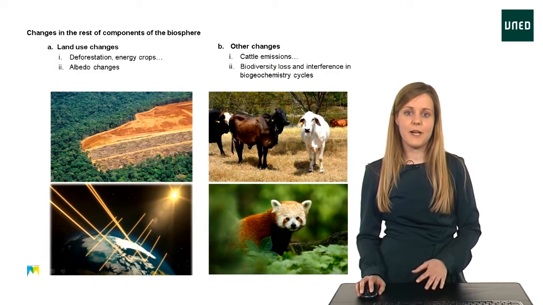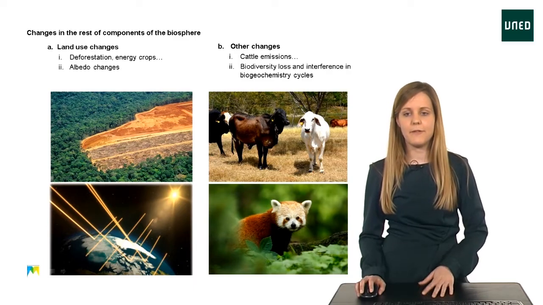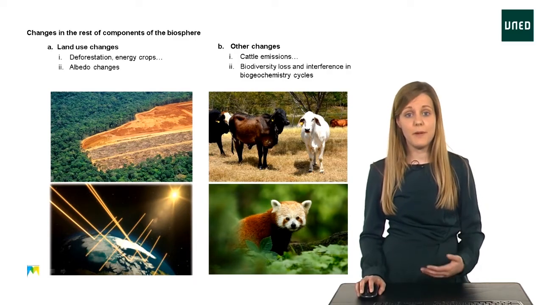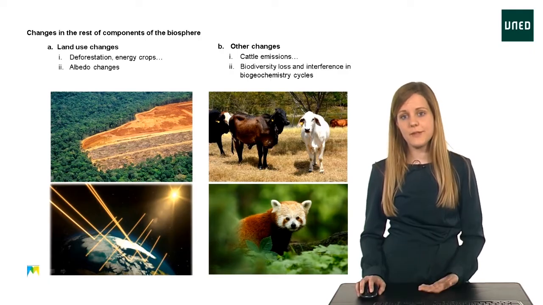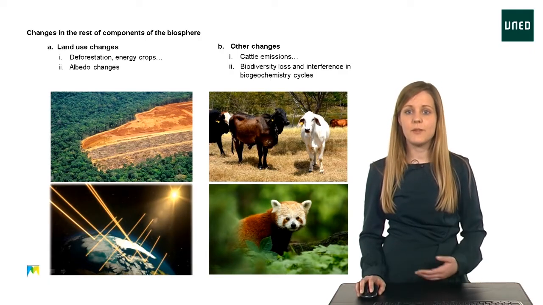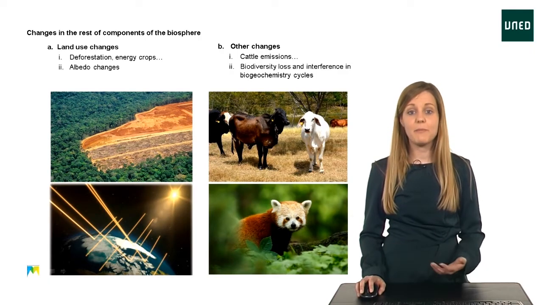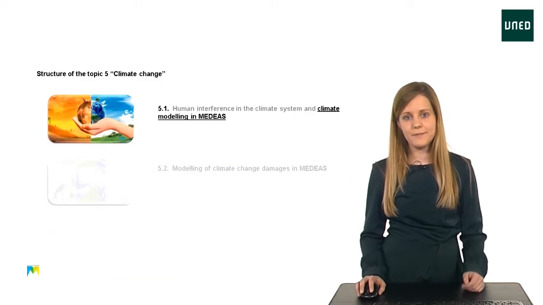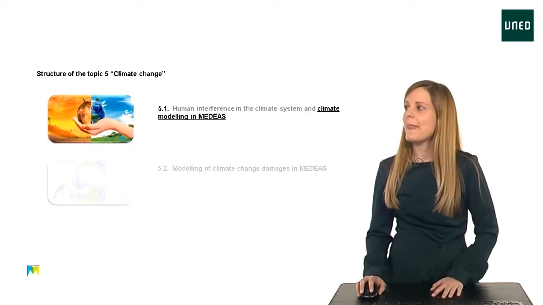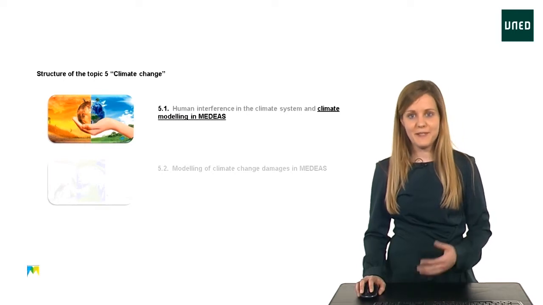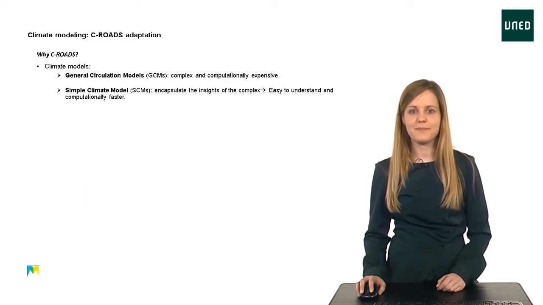In addition, there are some ecosystem changes, like for example land use changes, albedo changes, cattle emissions, or biodiversity loss that also affect carbon dioxide, methane, and other emissions. Now, I am going to explain the way this part is modeled in MEDEAS.